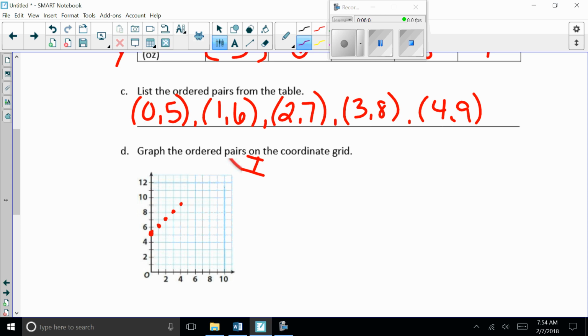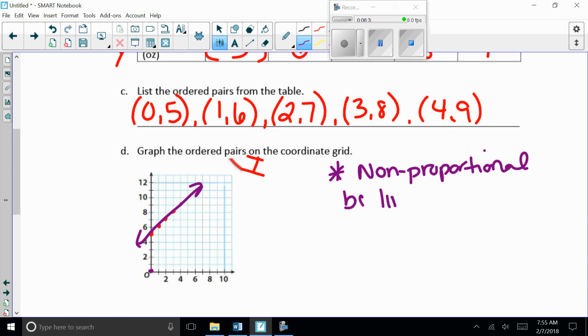If I draw a line that connects all these points, you notice that it does not cross at (0, 0), which is down here. Since it does not cross at (0, 0), that means this relationship is non-proportional. And this is something you're going to hear me say a lot as we get further into relationships. It is non-proportional because the line does not go through (0, 0).